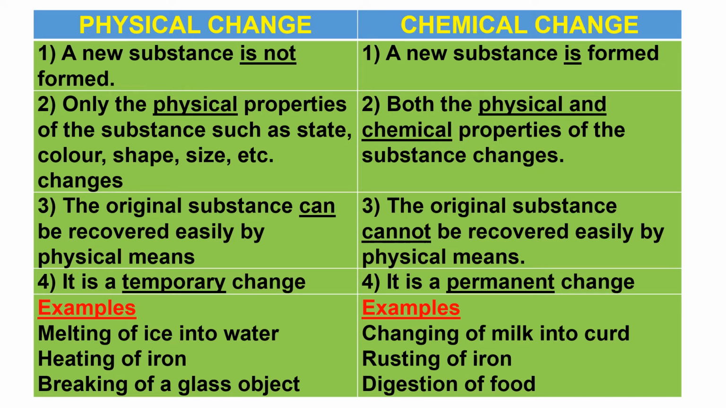Next example, breaking of a glass object. Is a new substance formed? When a glass object breaks, like a glass utensil or a glass bowl, when it falls on the floor from your hand, do you get a new substance? No, it is still glass. The only thing is, the big glass bowl that was there has broken into small pieces. In other words, only the physical properties have changed. The size changed. You had a big glass bowl. When you dropped it, it broke down into small pieces. So I hope you understood what a physical change is.